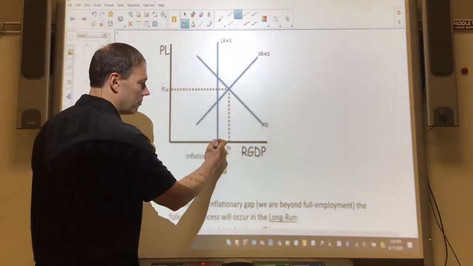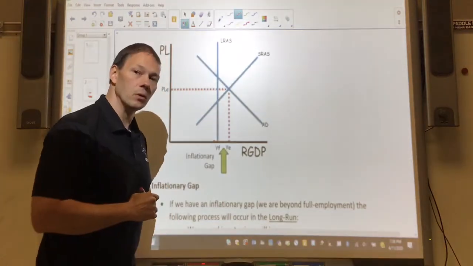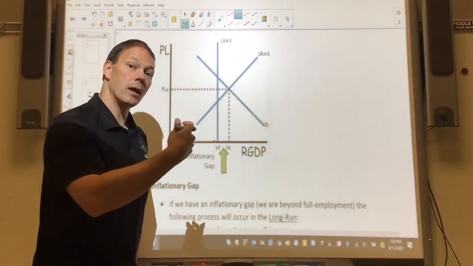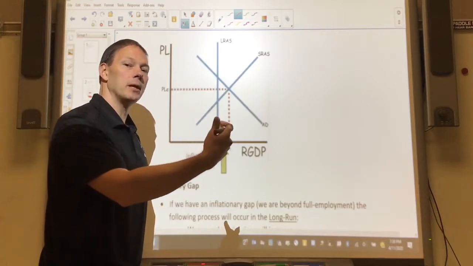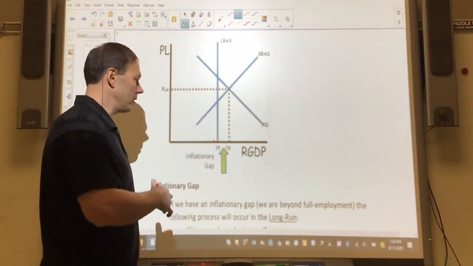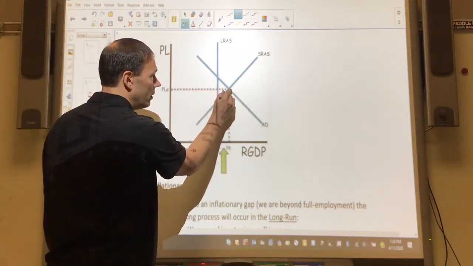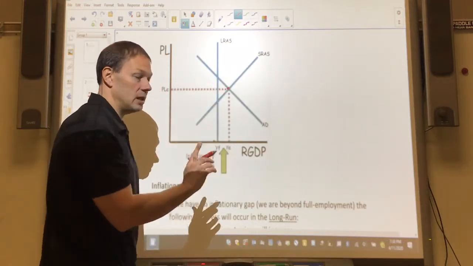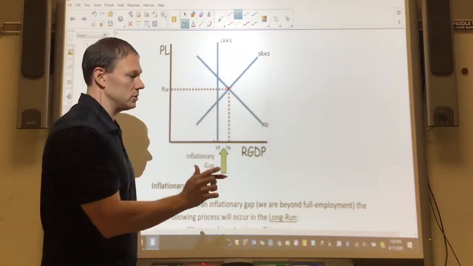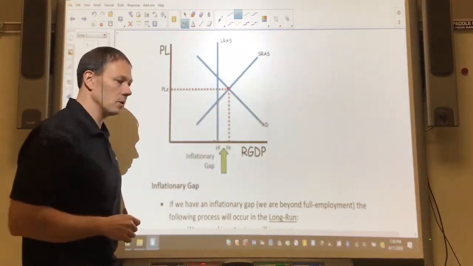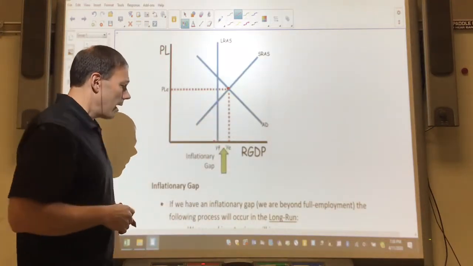An inflationary gap means that we are beyond full employment. Okay, we are in expansion. We are making more than we would normally or naturally make under normal market conditions. And as you can see here, the intersection of the SRAS and AD, which always indicates where we are producing, is greater than full employment. Okay? Now, what's going to happen?